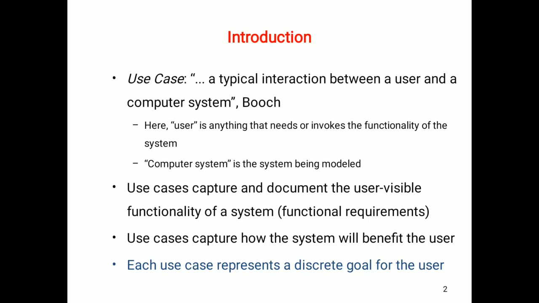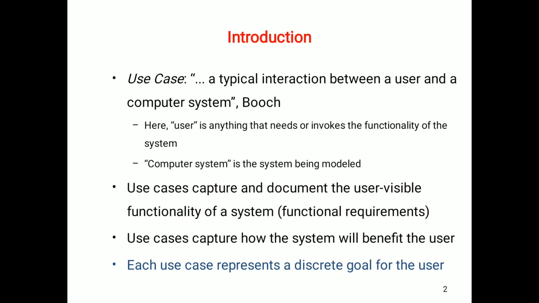the interaction between user and computer system. This is given by Booch. Now here user means anyone, that may be a human being or that may be a machine. User is a person or machine that needs or invokes the functionality of the system. And computer system, here, is the system which is being modeled.